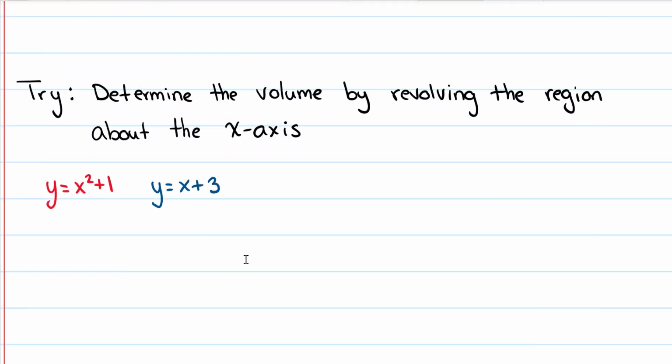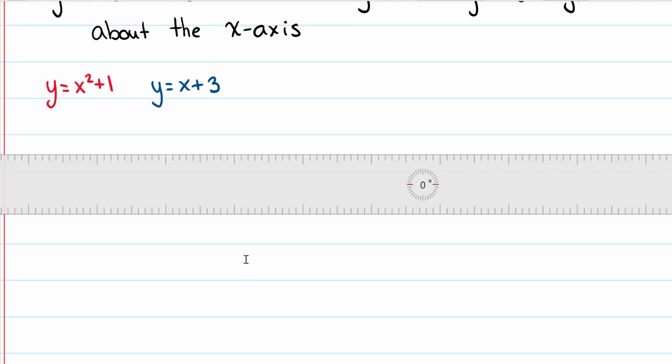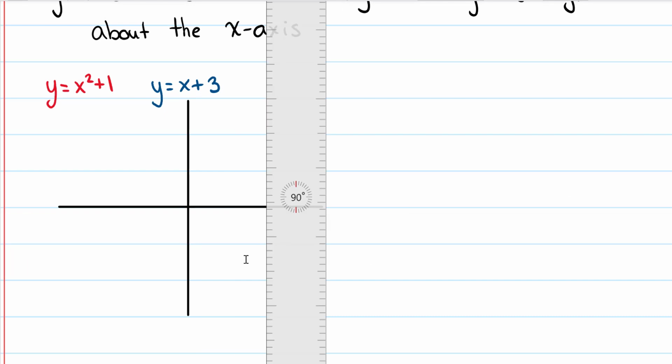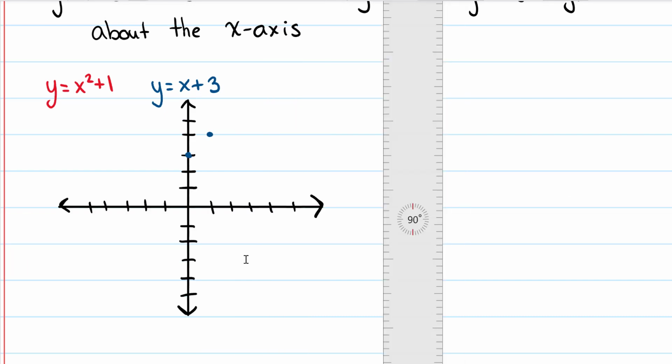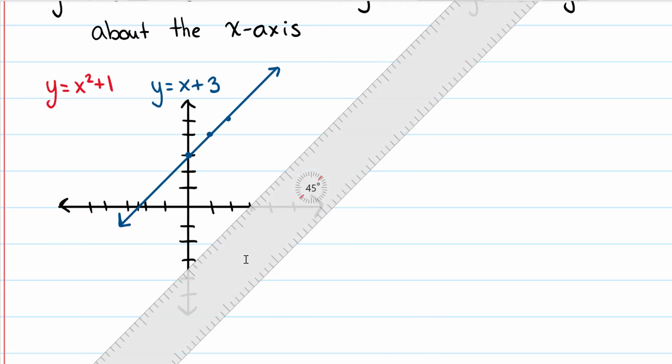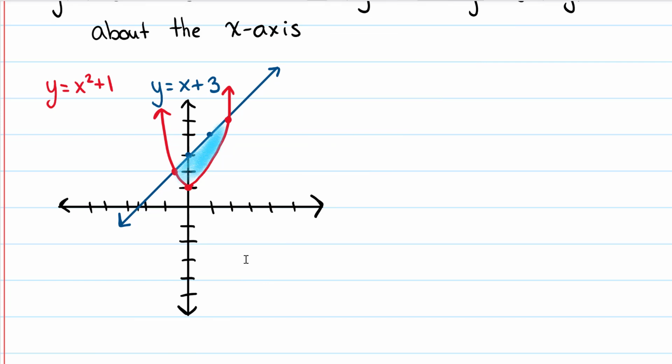So now what I want you to do is try to determine the volume by revolving the region bounded by the equations below about the x-axis. Alright, so here we go. So first step is to graph it. And we're going to do this by hand. Okay, so after we have that graphed, we're going to label both functions. So this is y equals x squared plus 1, and this is y equals x plus 3.